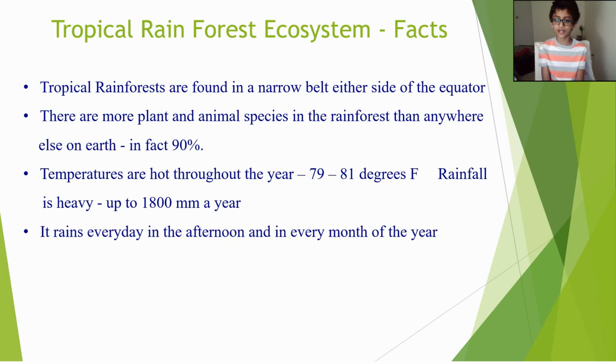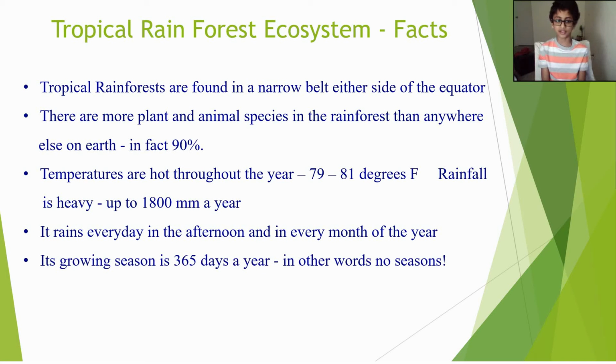It rains every day in the afternoon and every month of the year. This is also obvious because considering that it's very hot, it has rain to cool down in those places, and it's also a rainforest ecosystem. It even has its name, rainforest.